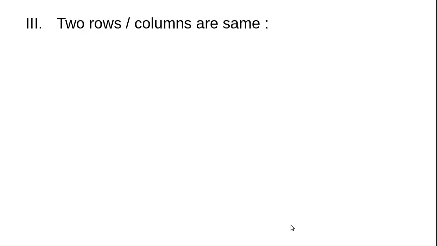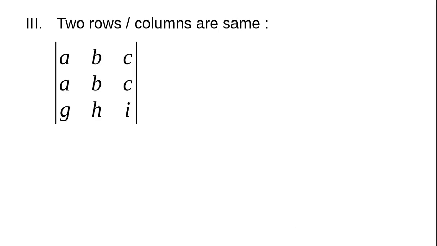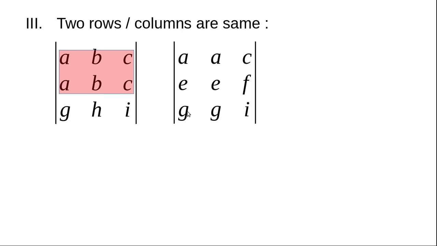Okay, now we see the third property. The third property is two rows or columns are the same. If two rows or columns are the same in a determinant, suppose this is a determinant and we see that these two rows are equal, ABC, ABC, these two rows are equal. We take another determinant of order 3. Here we see the first two columns are equal. This is AEG, this column is also AEG. Then their value would be equal to 0 in each case.